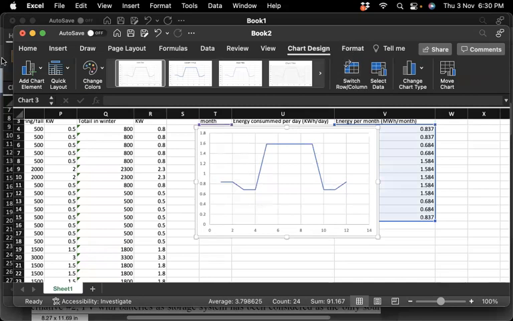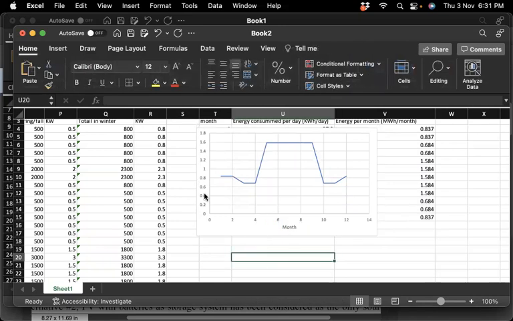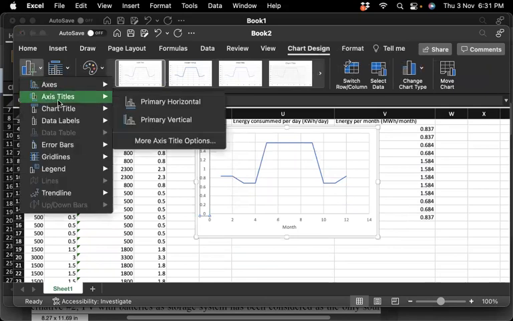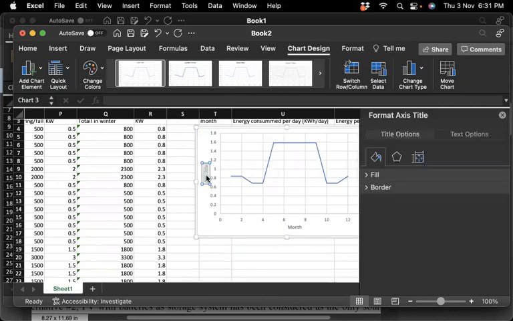So now we can go here, and we can add axis, the primary axis. So this is simply the month. And let's add an axis title also for this one, which will be simply the energy, kilowatt hour per month, oh sorry, it's not kilowatt, I'm sorry. Yeah, so this is energy, megawatt hour per month. So perfect.